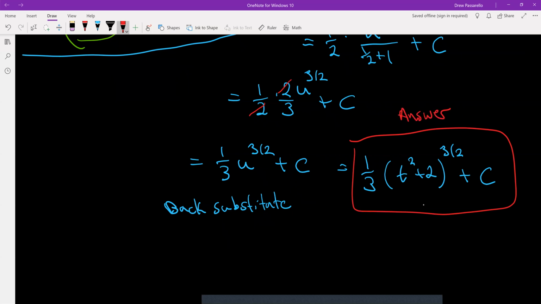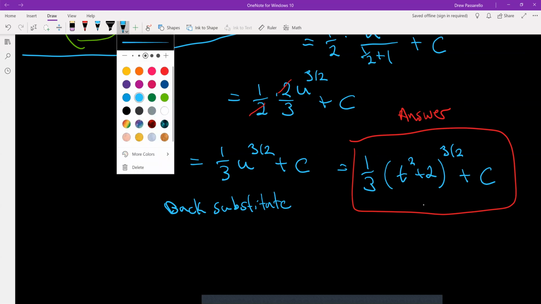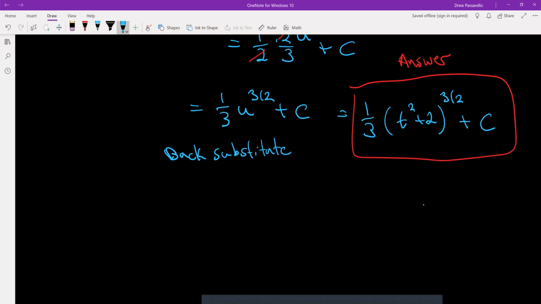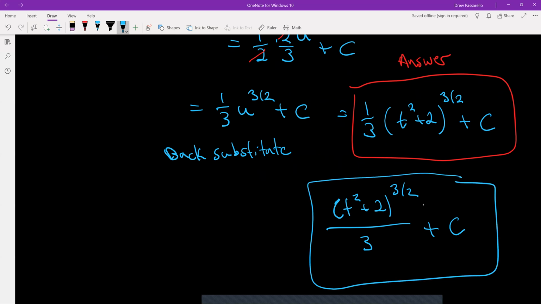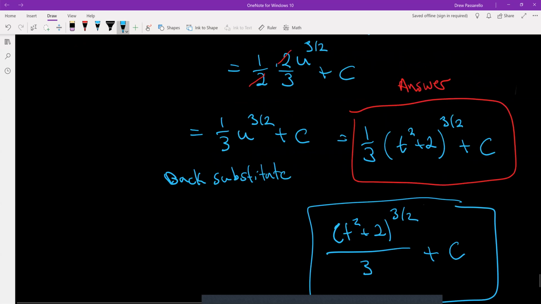I know I'm kind of switching how I'm writing it. Like the previous example, I would have written it as t squared plus 2 to the 3 halves, and then all of that's divided by 3 plus c. It's the same thing. I just sometimes like to put the fraction in front, so I pretty much interchange between these two. Most of the time, I think I'm just going to go with the first case where I put the 1/3 in front. It's a preference thing.